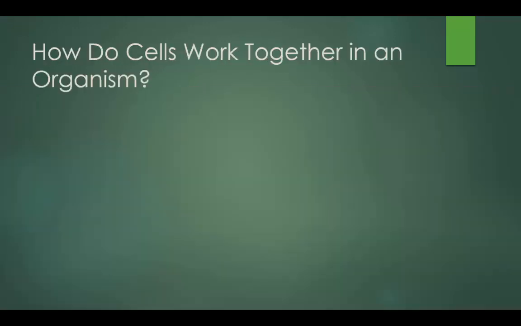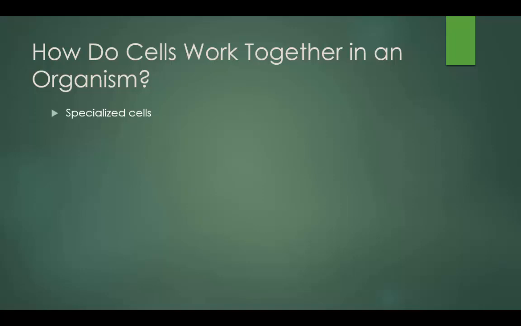So how do cells work together in an organism? Plants and animals, including you, are multicellular, which means that you are made of many cells. Single-celled organisms are called unicellular. In a multicellular organism, the cells often look quite different from one another. They also perform different functions.